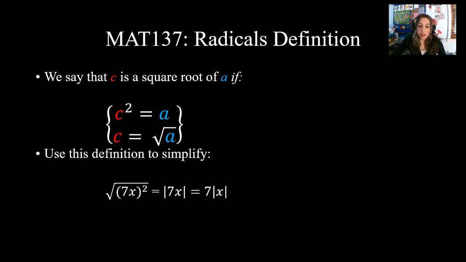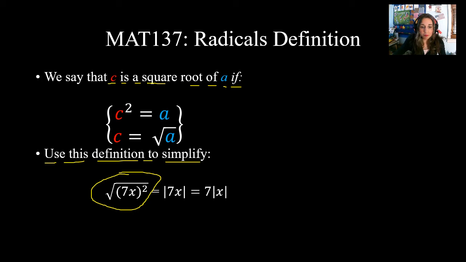So here's the definition I just gave you right at the top. We say that C is the square root of A if C squared equals A, then C equals the square root of A, right? This radical is going to undo this exponent. That's all that definition is saying. They're equivalent expressions, one undoes the other, okay? So here's my example. I said use this definition to simplify the square root of the quantity 7x squared.